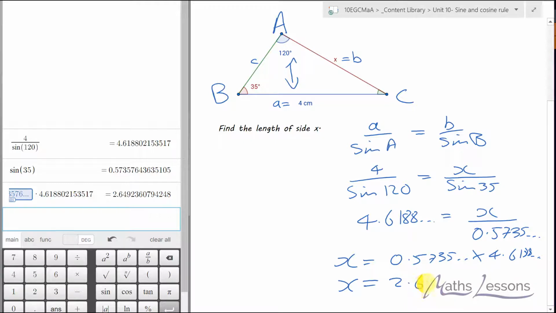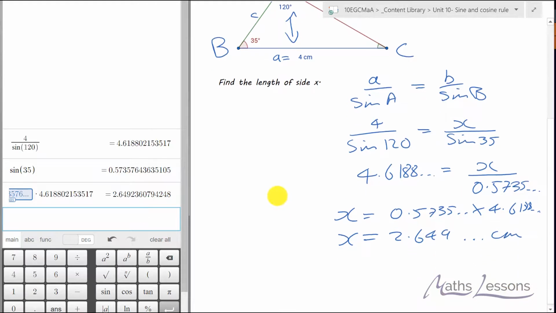So we get 2.649 centimeters. Let's round that to one decimal place. So that's 2.6 centimeters to 1 dp.